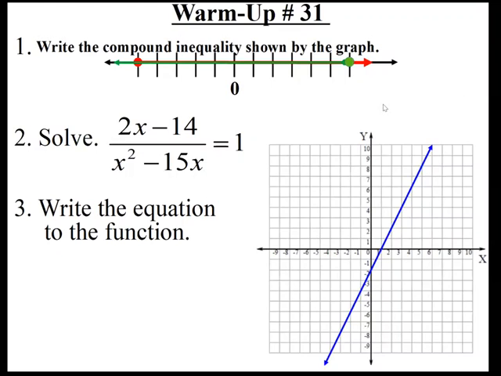Then I have another graph in green, which starts at +6. It's a solid point, and it goes to the left with an arrow, and it keeps going. Number 2 says solve, and then I have (2x minus 14) over (x squared minus 15x) equals 1.